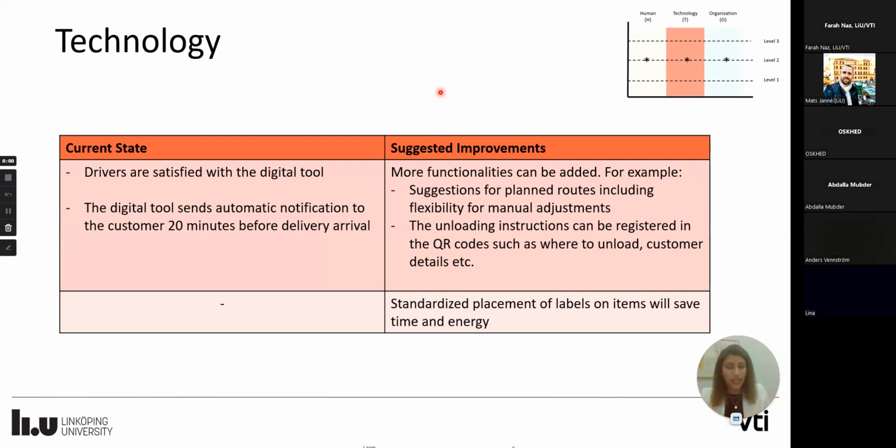And another thing we can do is standardize the placement of the label in some way, and this will save energy and time. It will make the process standardized as well, and the driver will have to make less effort in finding the labels and scanning them.